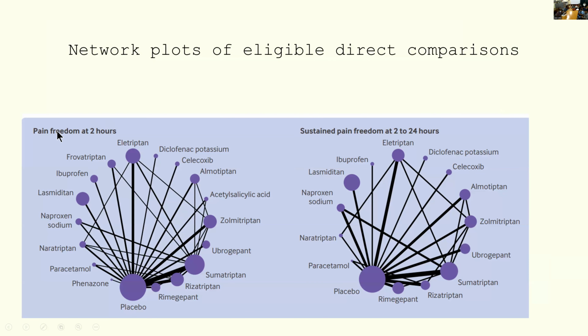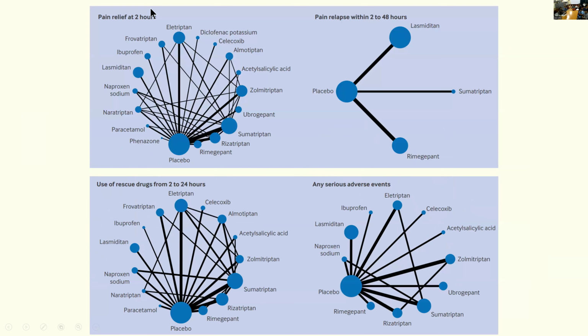For this particular outcome, pain freedom at 2 hours, we have the placebo. You can see that each intervention is a particular node, and each node has been compared with a placebo. You can see that they're pretty well connected. A lot of studies are connected to each other. This is the network plot for sustained pain freedom at 2 to 24 hours. Here we have only 15 interventions compared to the placebo. For pain relief at 2 hours, this is the network plot.